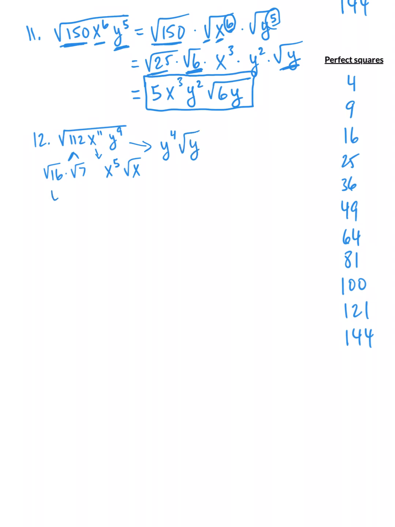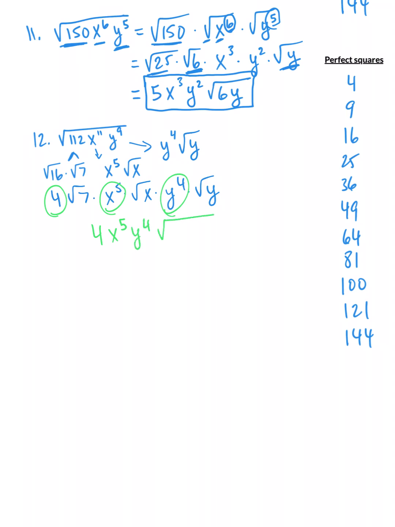The square root of 16 is 4. And we'll just multiply everything that we have, and then we'll rewrite it so that we write everything that we took out of the square roots. And then we'll do the square root of everything we still have under the square root, so 7xy. And this is our final simplified answer.